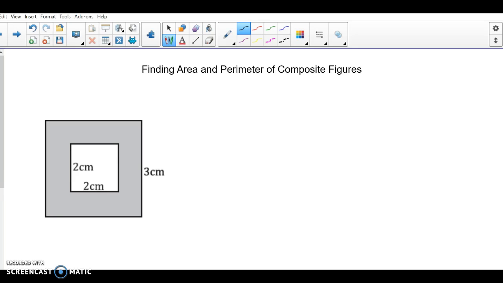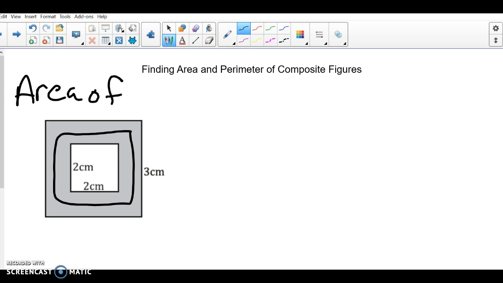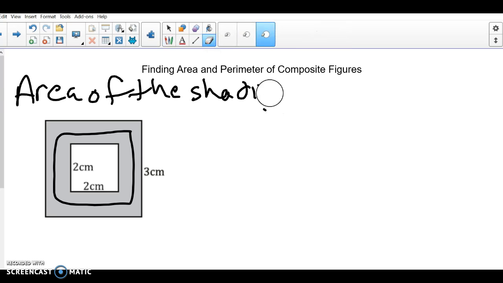So in this problem, we have what appears to be a squared donut. We have that shaded area, which you might think of as a square donut with a hole cut out. And what we want to do is find the area of the shaded region only. So how are we going to do that? To find the area of the shaded region.